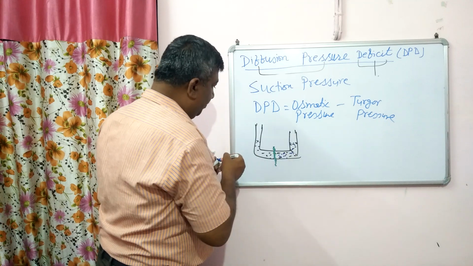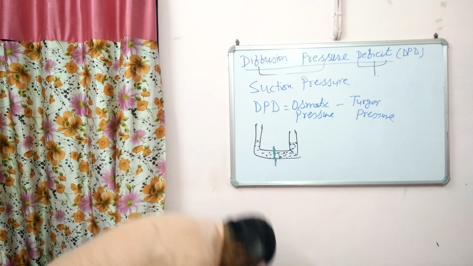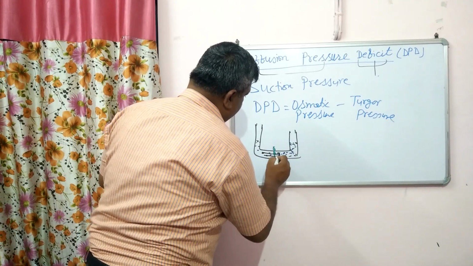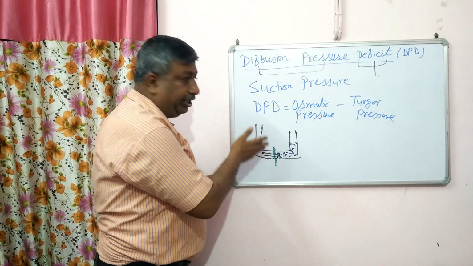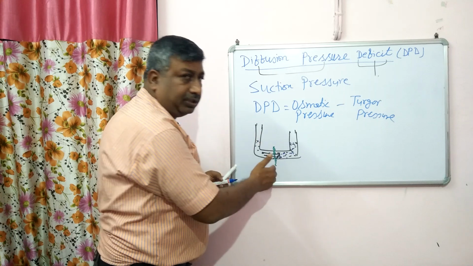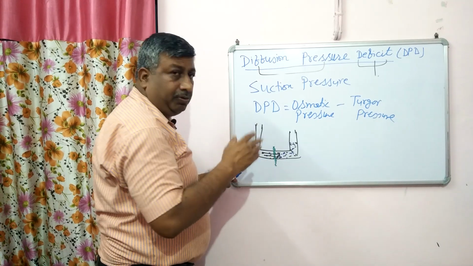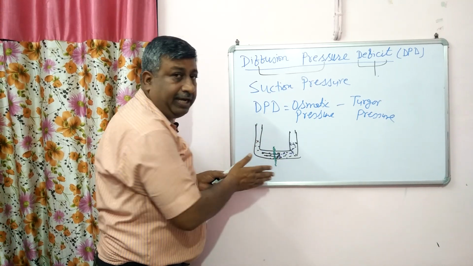definitely water will move from this direction to this direction. So the pressure which is created during the osmosis, during the diffusion, is called the osmotic pressure. Okay, so this is the osmotic pressure which is created, which is developed during the osmosis.